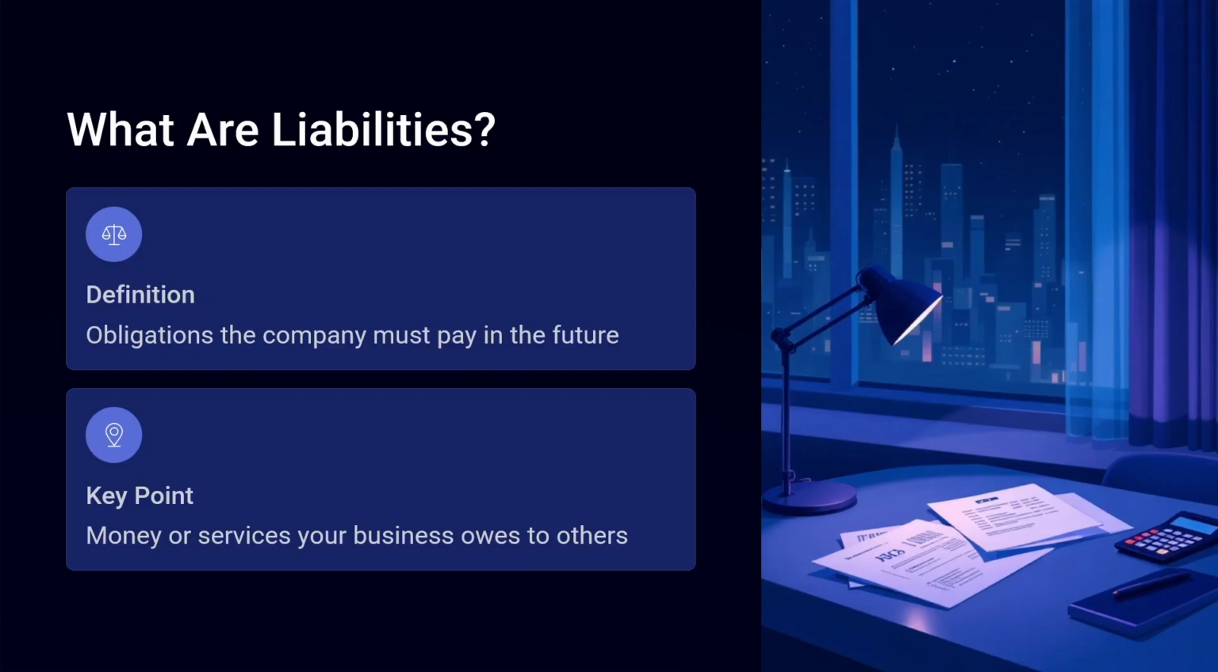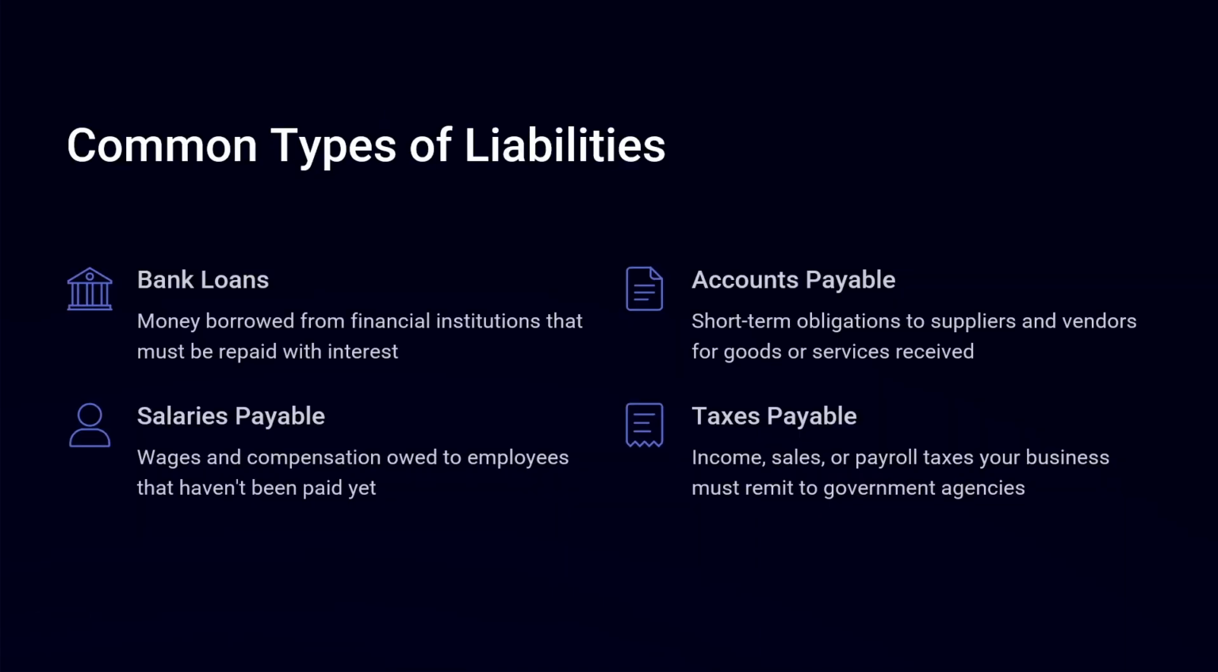What are liabilities then? Definition: obligations the company must pay in the future. The key point: money or services your business owes to others. Let's see the common types of liabilities. It can be bank loans, money borrowed from financial institutions that must be repaid with interest. Accounts payable, the short-term obligations to suppliers and vendors for goods or services received.